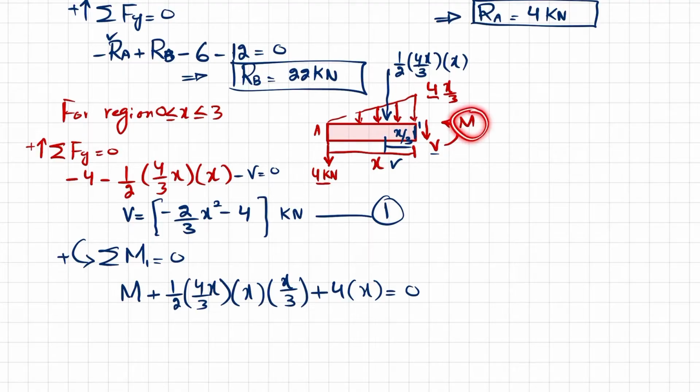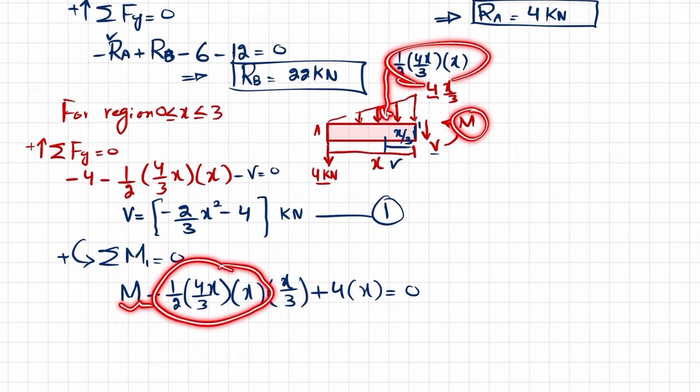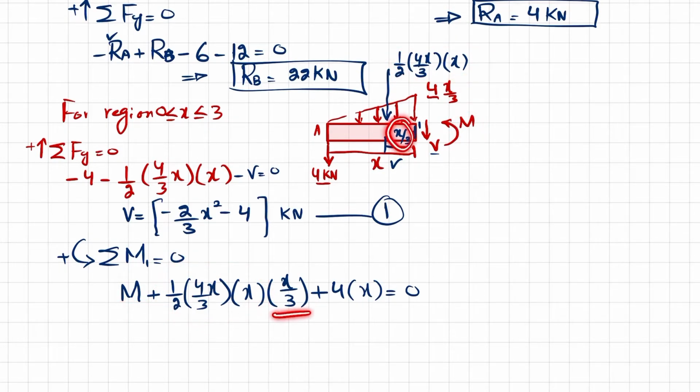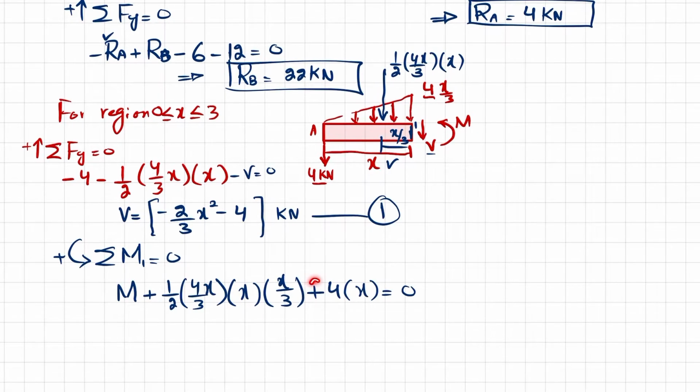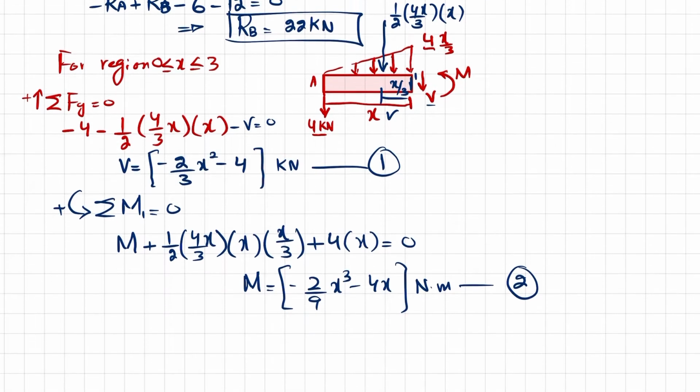I will show you this M is this one. So this load is this one, which is given over here, and perpendicular distance is x by 3. And this load 4 into perpendicular distance is this. All moments are counterclockwise, therefore they are all positive. Clear? So from here you will get the moment equation. If you simplify it, it will be 2 over 9x cube minus 4x. And the unit will be Newton into meter. So this is equation number 2.